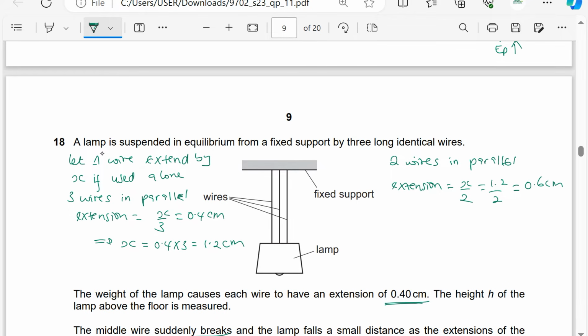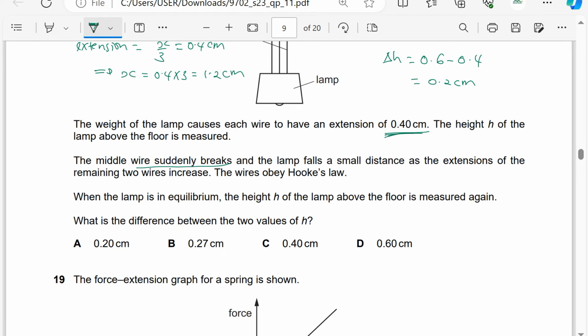So it means if there are two wires, their total extension is 0.6 centimeters. If there are three, the extension was 0.4 centimeters. So what is the difference? The difference must be equal to the change in h. So the change in h is going to be 0.6 minus 0.4, which is 0.2 centimeters. So the answer is going to be A.